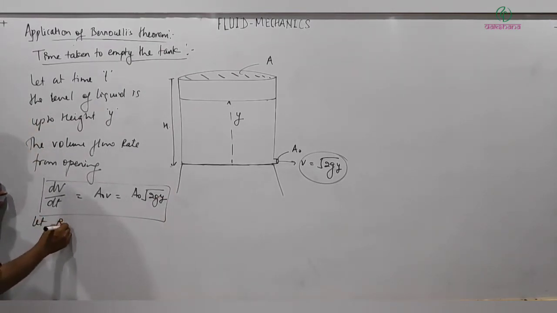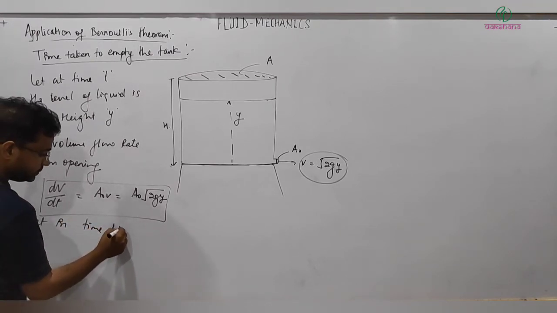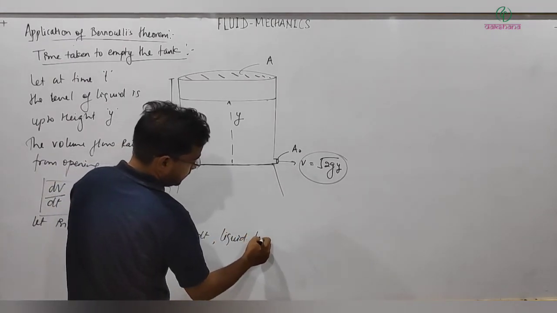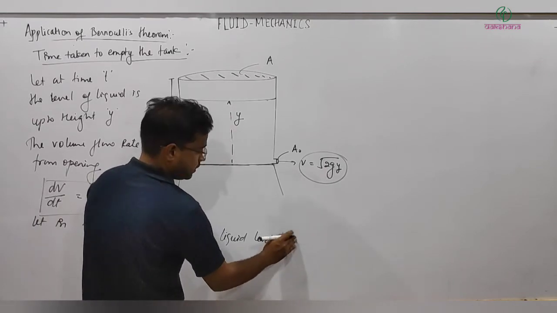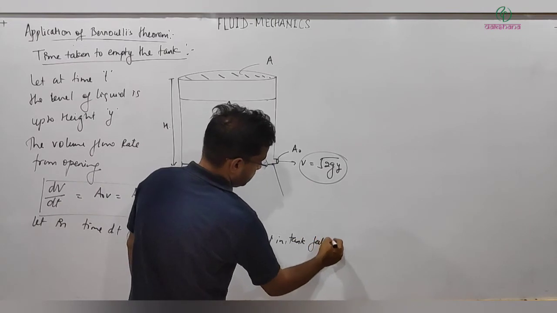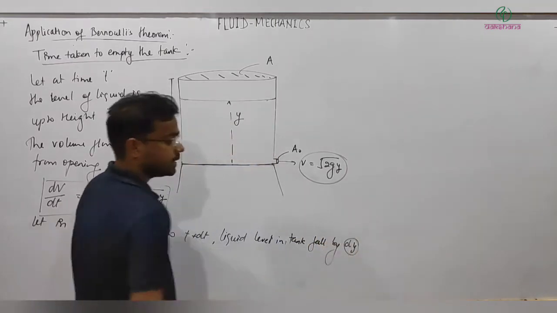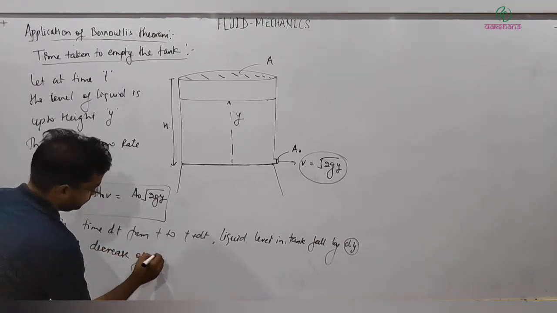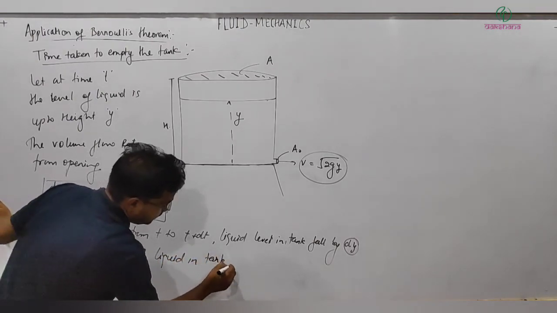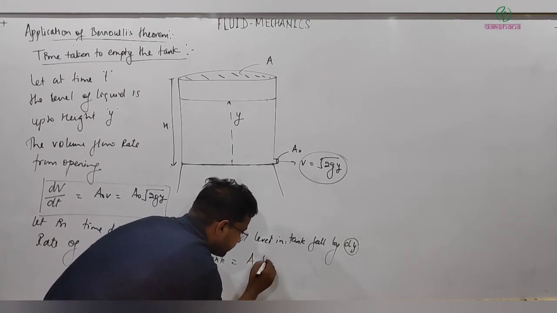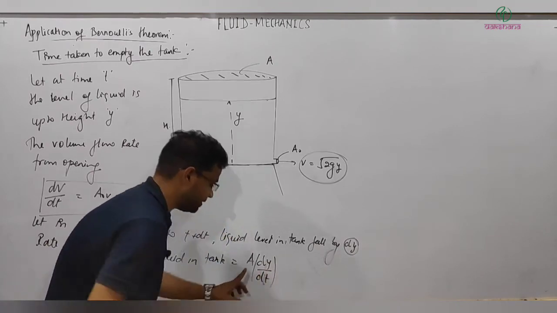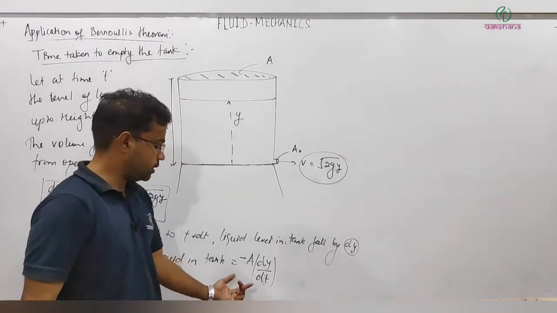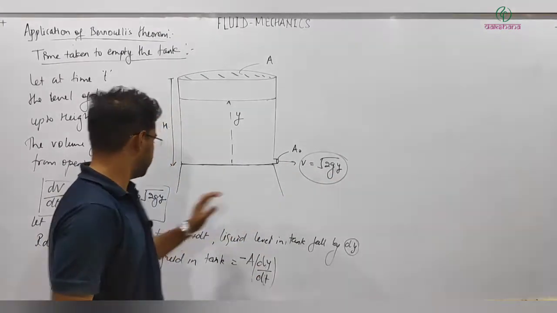And let in time dt, from t to t plus dt, the liquid level in the tank fall by dy. Then the rate of decrease of liquid in the tank, I can write as A into dy by dt. This is the velocity multiplied by area, and because dy by dt will be decreasing, it will be negative, so I multiply it with one more negative. Now this is positive. Because the level is going down because it's coming out, these two quantities must be equal.